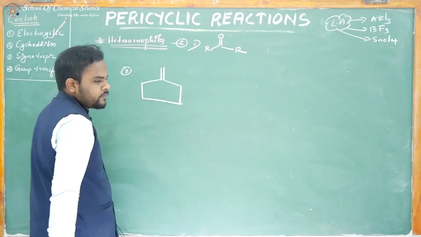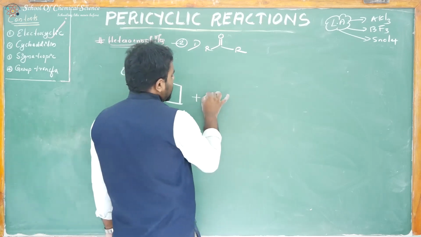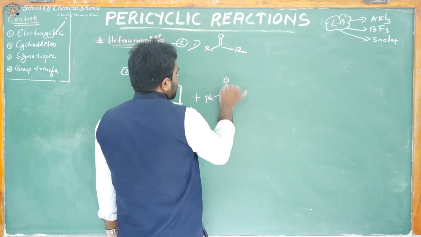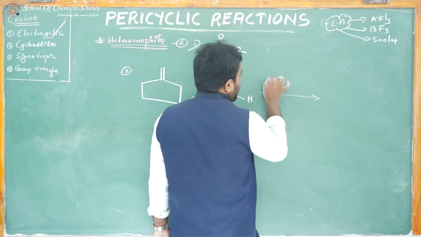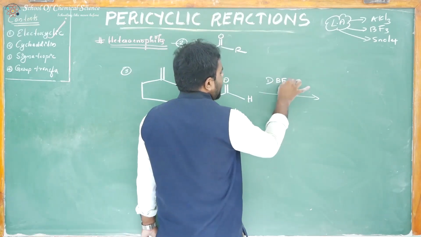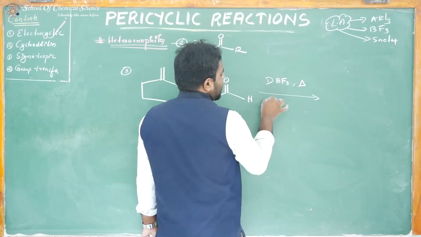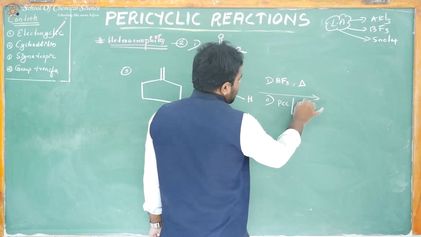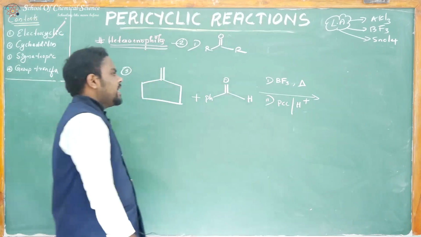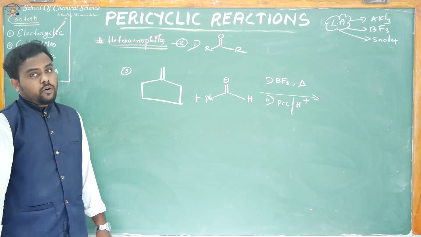Double bond plus PhC double bond O. First step, BF3 under thermal condition. Second step, PCC and H plus. What will be the product?